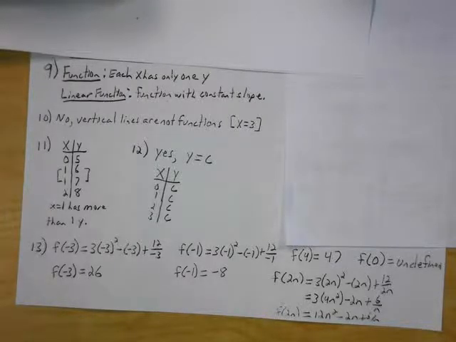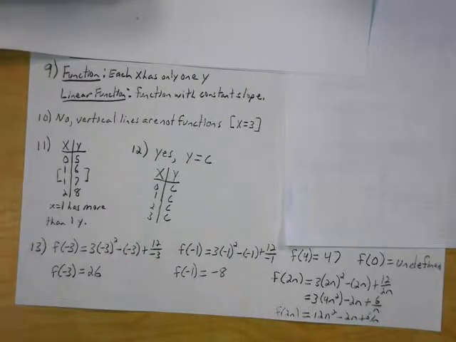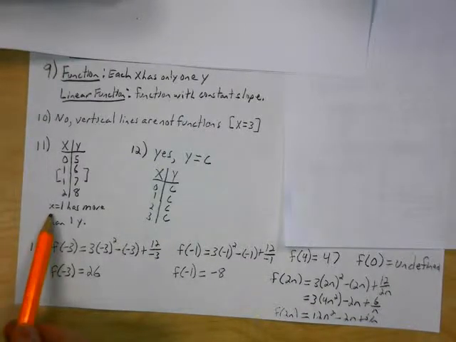Okay, so in number 9, to be a function, each x has only one y. A linear function is a function with a constant slope. Okay, number 10, vertical lines are not functions. Okay, they're the only lines that will not be functions. So for example, like x equals 3, or x equals -2, or x equals 7, those are not functions. Okay, number 11, in order to make a table that's not a function, what has to happen is you have to have an x value that has more than one y.